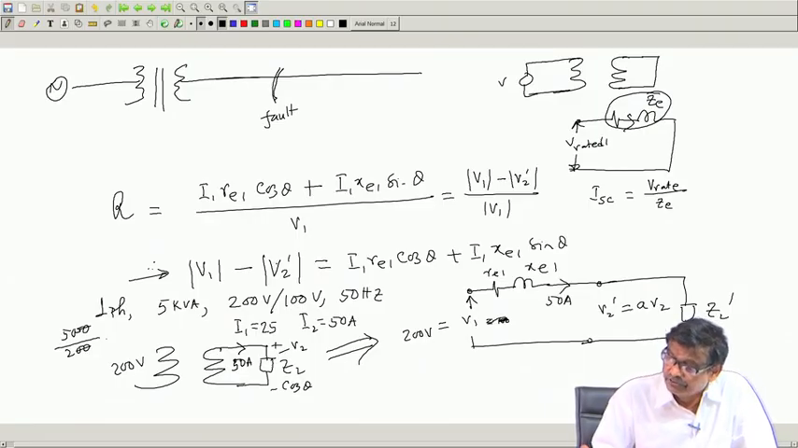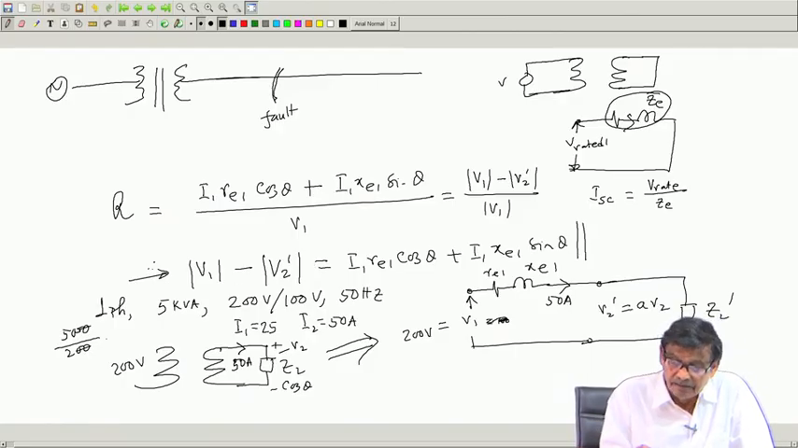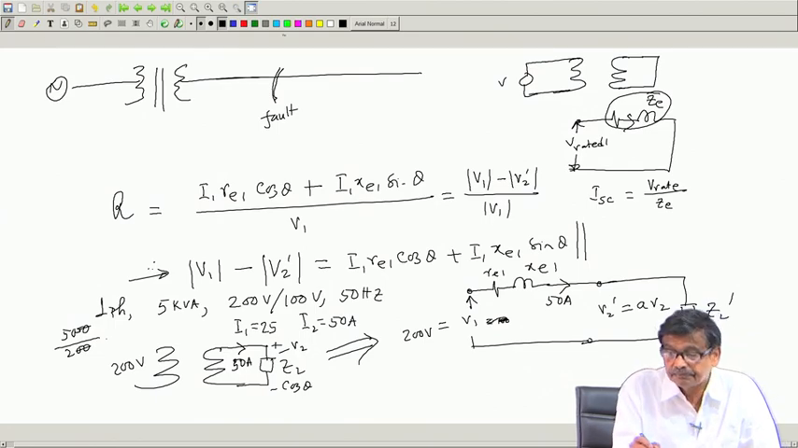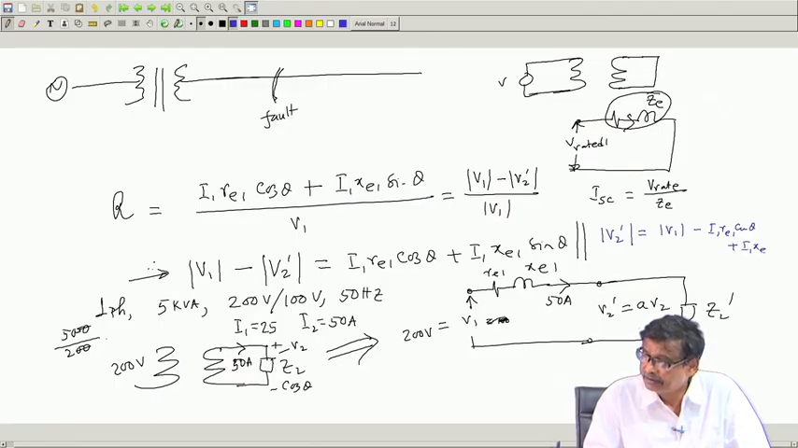So, I will use this formula and tell that the magnitude of V2 dashed is equal to the magnitude of V1 minus I1 Re1 cos theta plus I1 Xe1 sin theta.